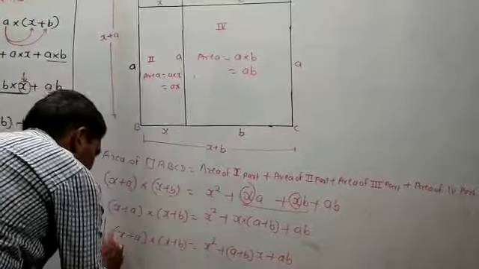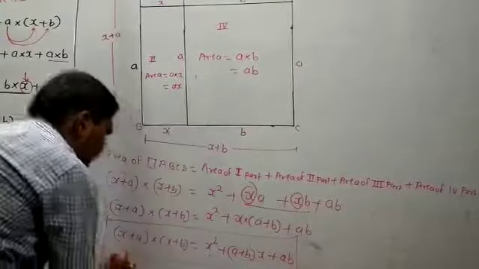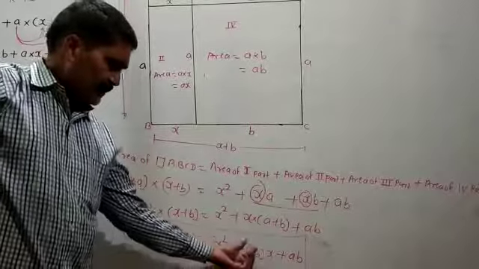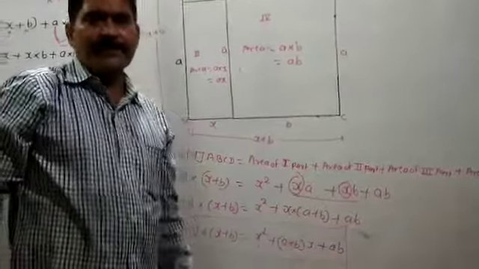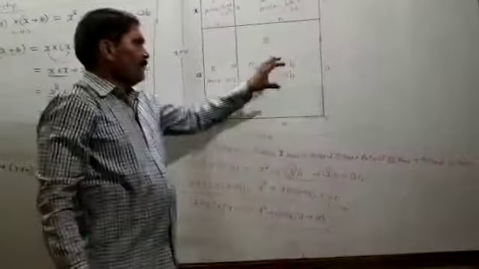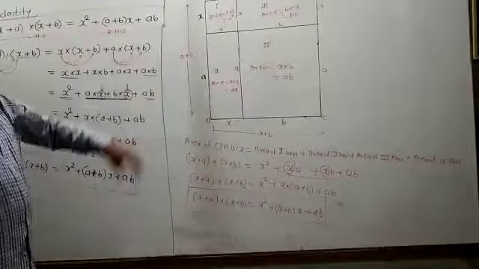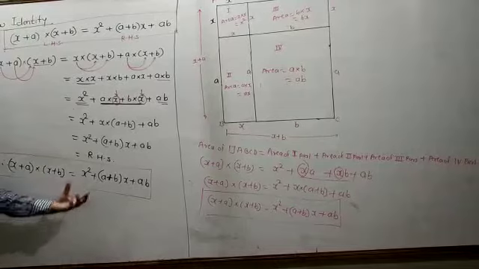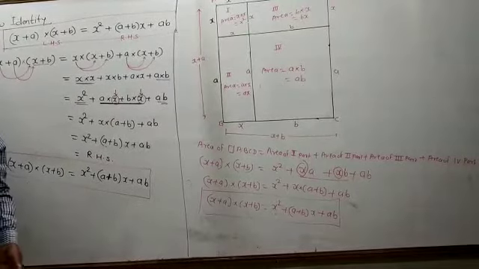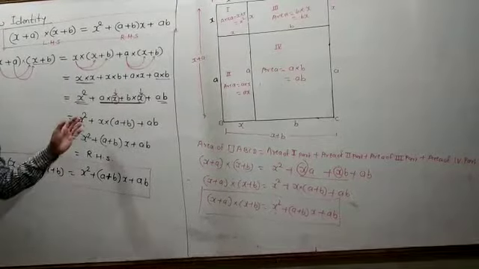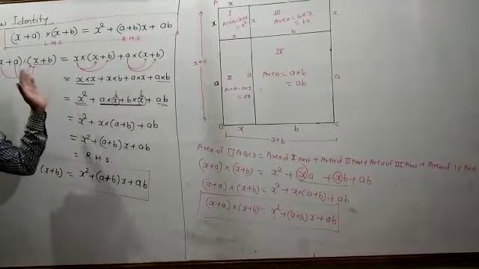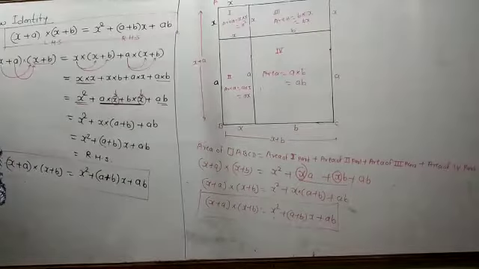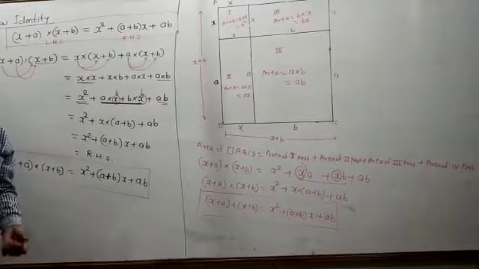From that we prove this identity: x plus a multiplied by x plus b is equal to x square plus a plus b x plus a into b. In this way I proved this identity by both methods. You only have to try to understand; you have to learn the formula. These things will not be asked in the exam, but for understanding I took all these things. So try to understand each and everything. Write all these things in the notebook properly. Thank you.